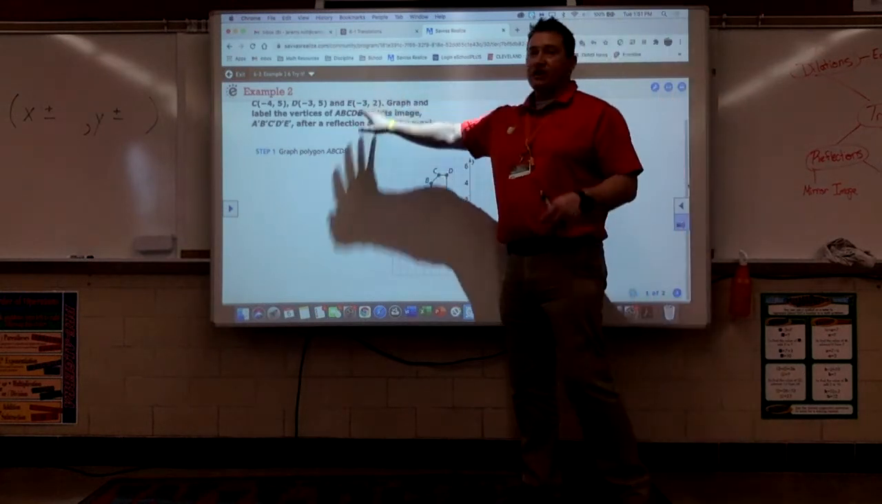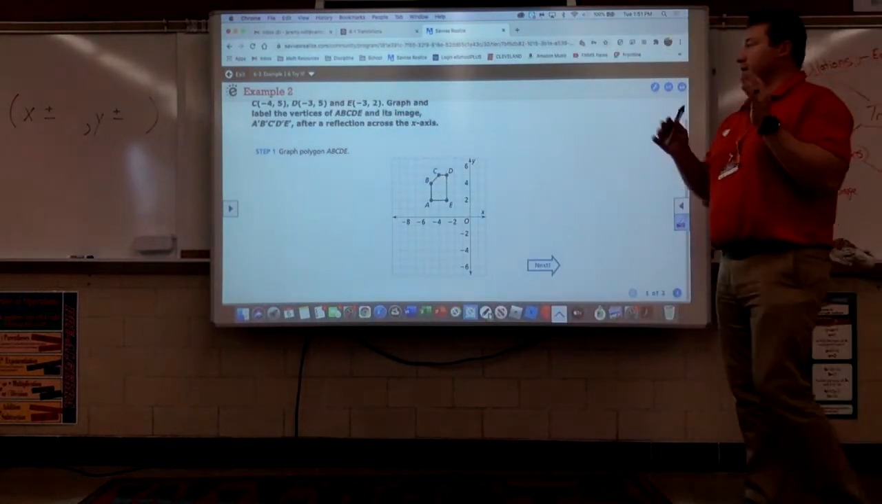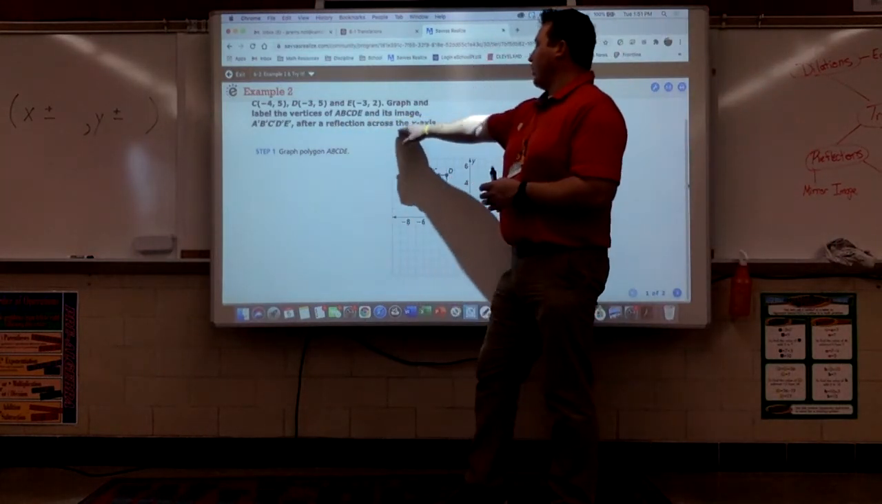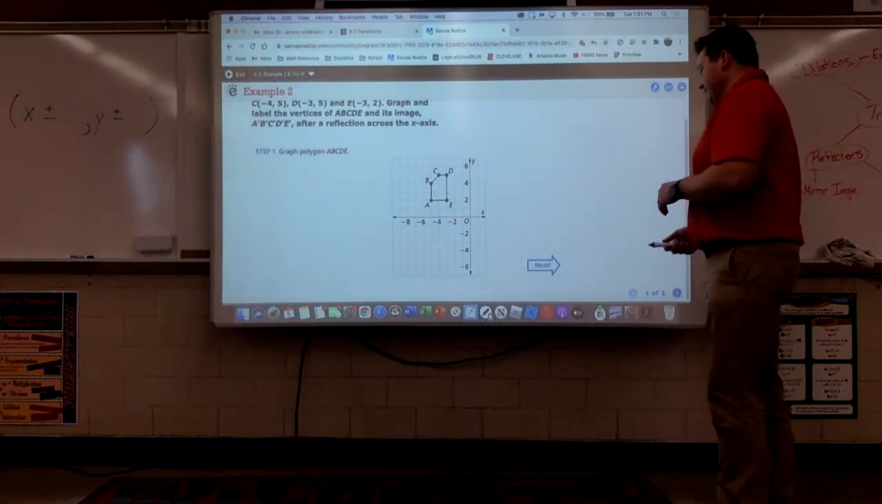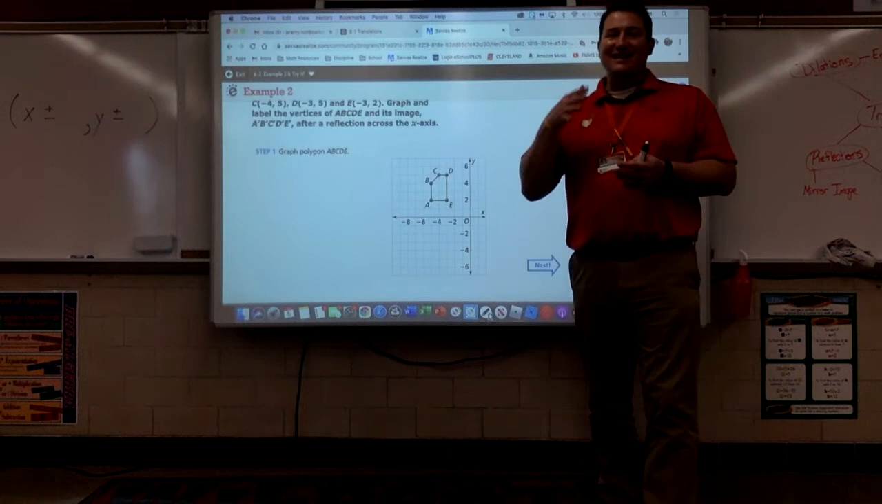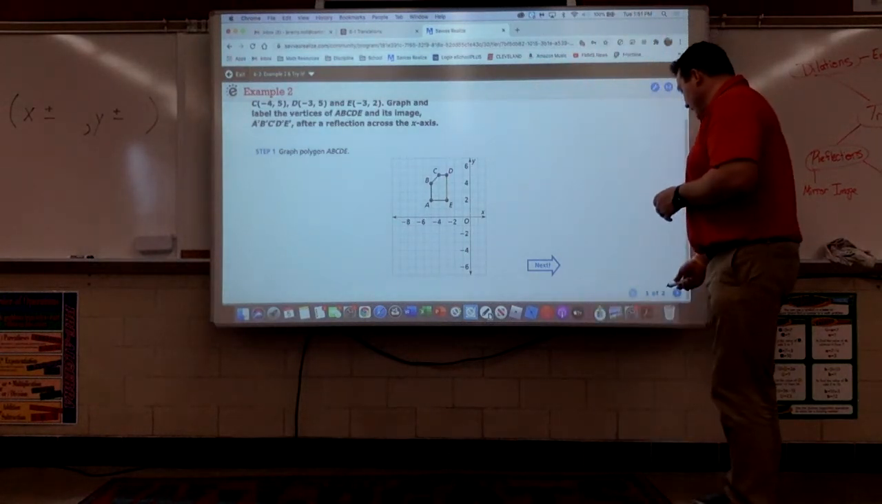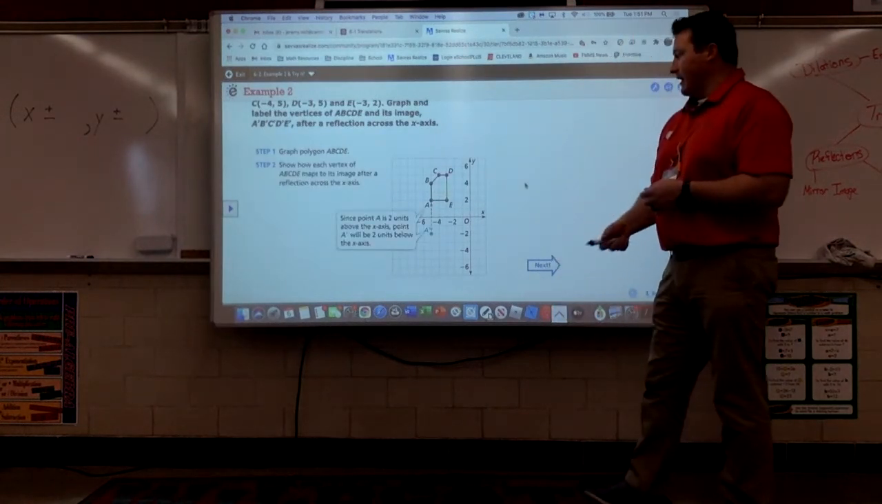Okay, so here we go. Step 1, guys. They took those 5 vertices and graphed them on our coordinate plane. Now we are going to reflect across the x-axis. That's my line of reflection. What does reflect mean? What word else could we use? That is the line that we flip it over. Flip it. Flip. Okay. Here we go.